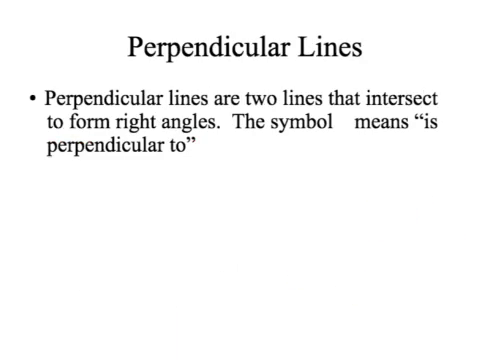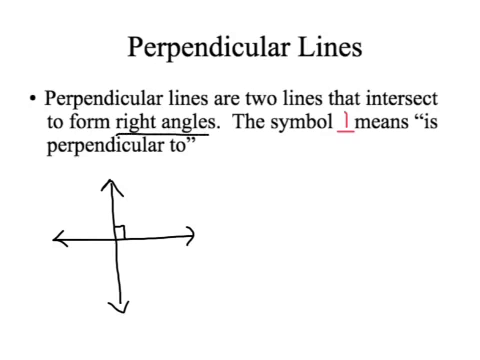Perpendicular lines is our next definition. Perpendicular lines are two lines that intersect to form right angles. The symbol that looks like an upside down capital T means "is perpendicular to." So if we have a picture here, I would know that these lines are perpendicular if there's a little square drawn in here. That little square, of course, means that that's a right angle. If it makes a right angle, which is part of the definition, then they're perpendicular lines.